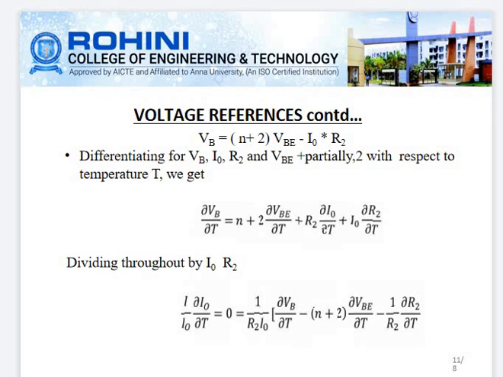Differentiating VB, I0, R2 and VBE partially with respect to temperature T, we get ∂VB/∂T = (N+2) ∂VBE/∂T + R2 ∂I0/∂T + I0 ∂R2/∂T. Dividing throughout the above equation by I0R2, we get (1/I0) ∂I0/∂T = 0 = (1/(R2 I0)) ∂VB/∂T − (N+2) ∂VBE/∂T − (1/R2) ∂R2/∂T.